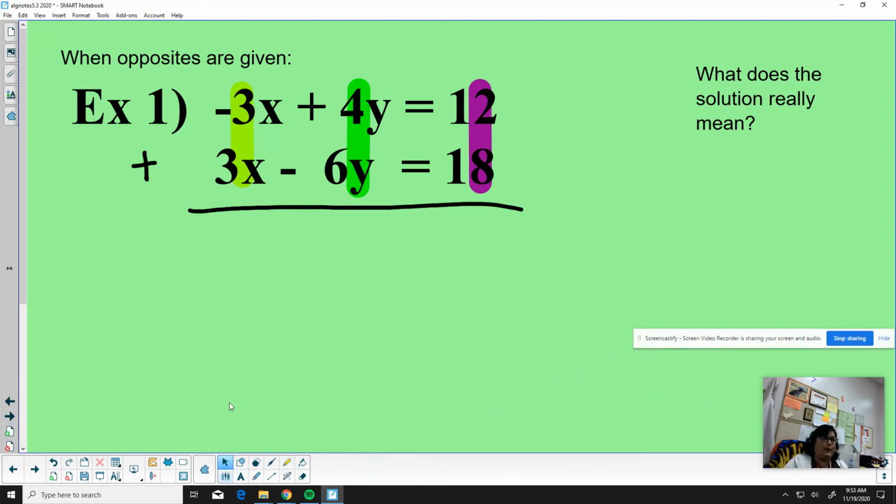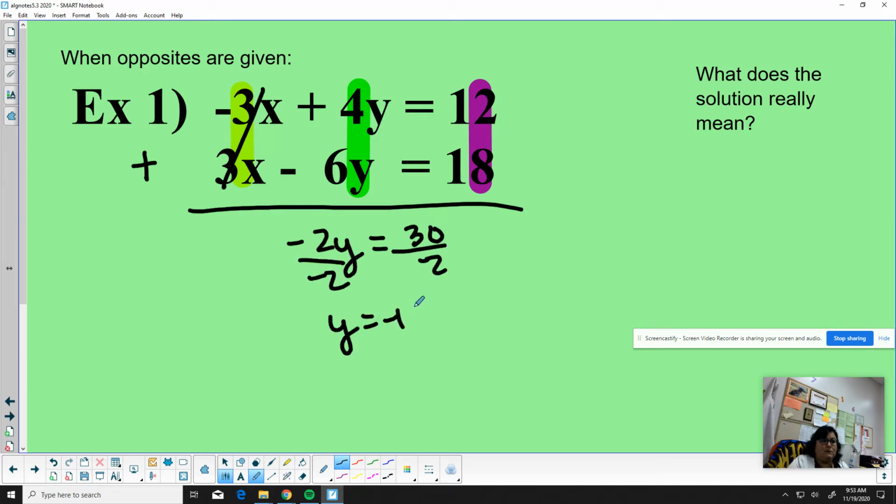All right, so when I add negative 3x and positive 3x, that's 0. Those just cancel because they're opposites of the same letter. And then over here, negative 4 plus negative 6 would be negative 2y, and 12 plus 18 would be 30. Then I'm dividing both sides by negative 2, so y is negative 15. So now I've got half of the answer. I put it in the y spot, negative 15.